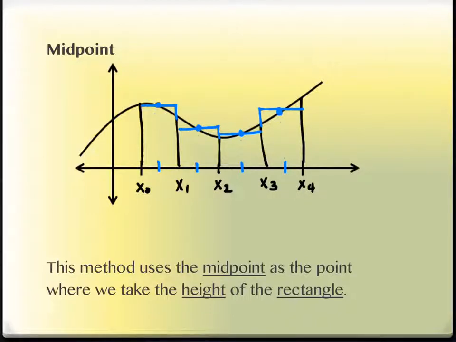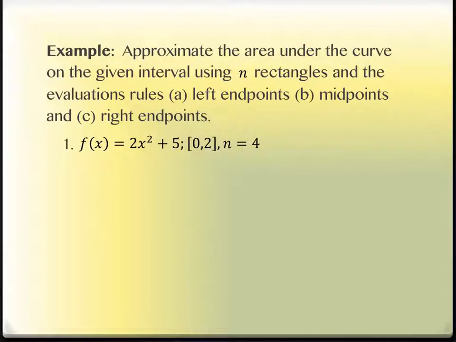All right, so we're going to do an example, all right? We're going to do an example where we find all 3 of these methods, and we've got a function and all that good stuff. We will probably find it helpful to draw a picture. You don't have to, but you could. This one says, approximate the area under the curve on the given interval using n rectangles. Okay, n equals 4 in this problem. And then it says using left endpoints, midpoints, and right endpoints. All right, you ready? Yeah? All right. So we're going to start with A, left endpoints first.